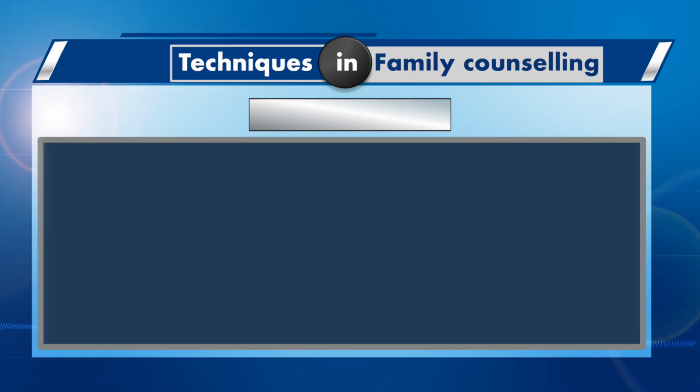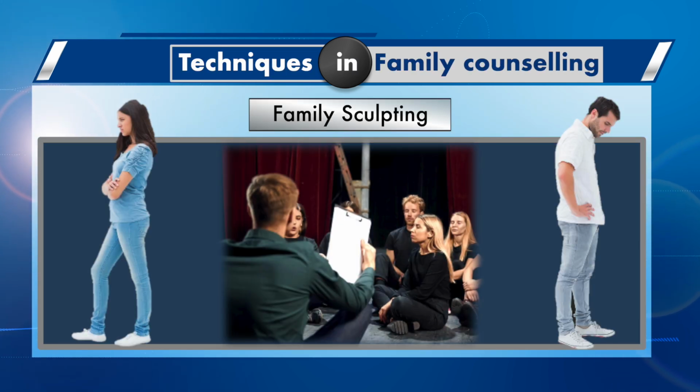Suppose the father and mother are not on talking terms. So the mother is placed at a distance from the father with their backs facing each other. So all the family members, including the sculptor himself or herself, are asked to take a position or play a role with emotional expressions to indicate the dynamics within the family.